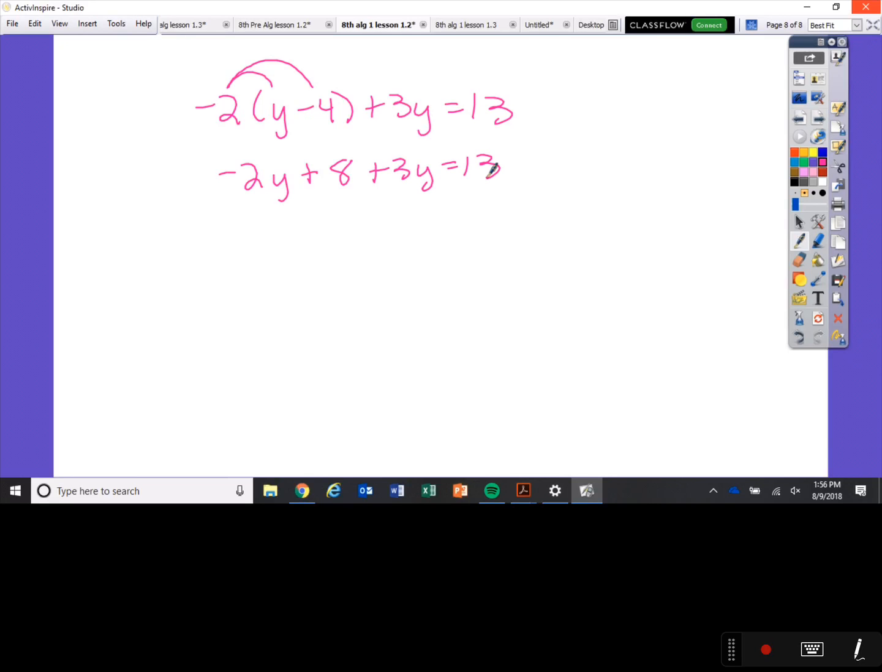Is everything simplified? No. What can we put together? You can put the negative 2y and the 3y. So it'd be positive 1y, which is really just y. So we could stop here. So y plus 8 equals 13. Now what? Subtract the 8. That's 5. Wow, I got 5.